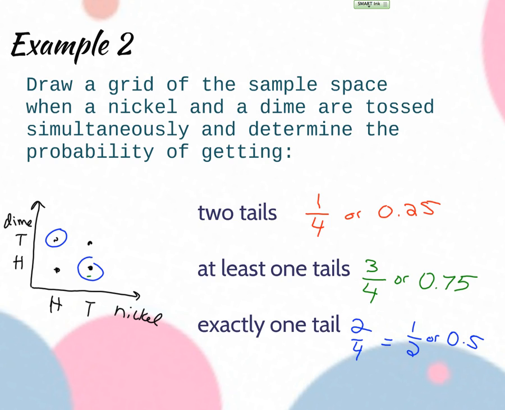Are there any concerns about calculating the probability? Did I go too fast? Okay.